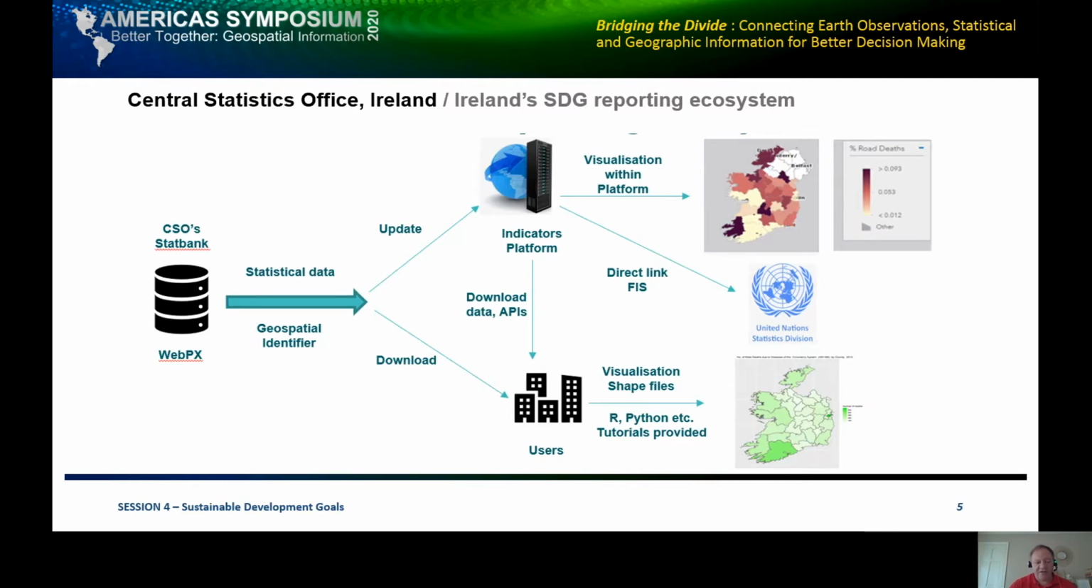Interested parties can also download the SDG indicator data from the CSO StatBank, and the CSO's SDG division has provided tutorials for R, Python, and ArcGIS for visualization of the data. The visualization example on the bottom is the number of deaths due to circulatory system diseases, again in each of the 26 geographies within Ireland.